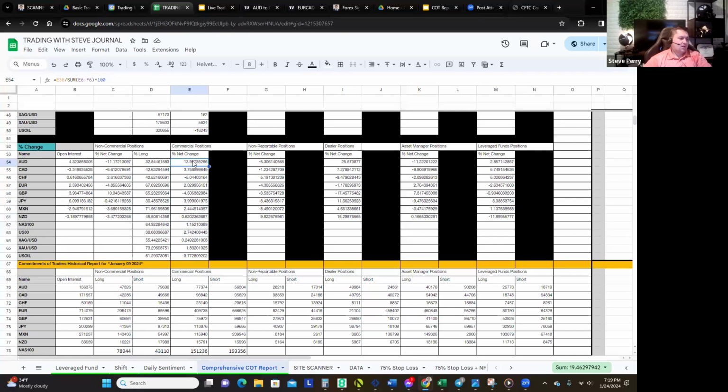So yeah, the Aussie had a pretty big net change. Let's see, on the negative side, the pound had a negative net change. It wasn't huge, but it did. Oh, the franc had a negative net change in commercial positions, right? Okay. So that's what we're analyzing. Here's just the net change in positions.